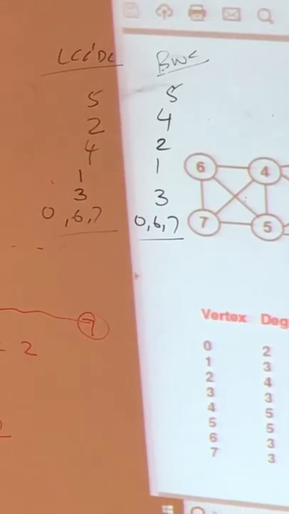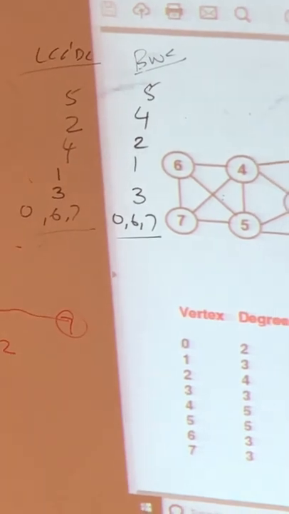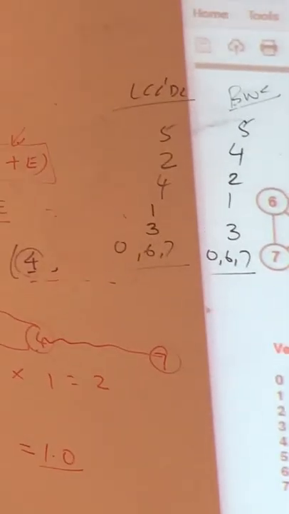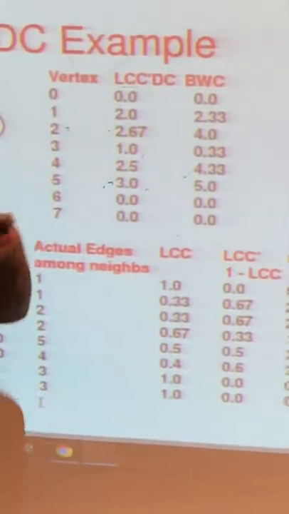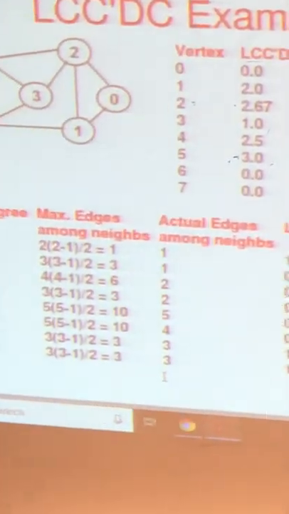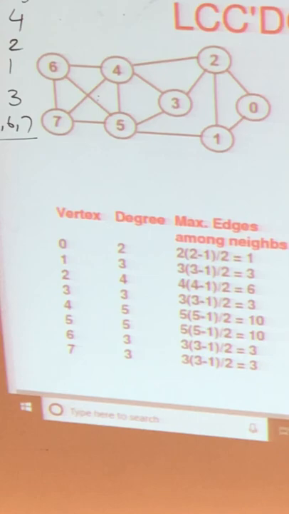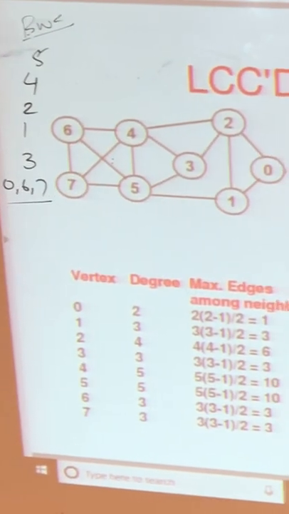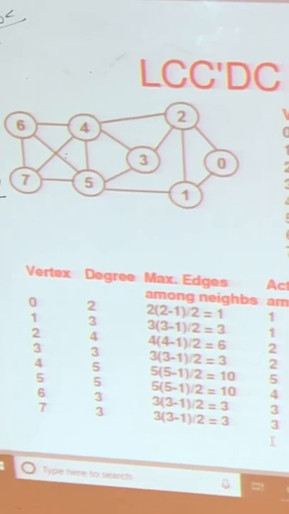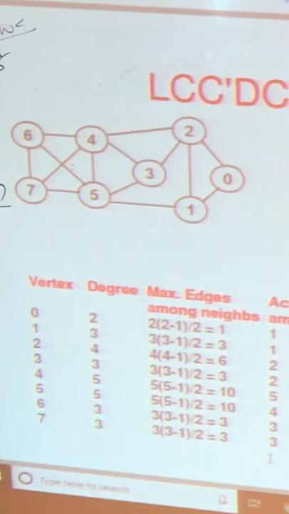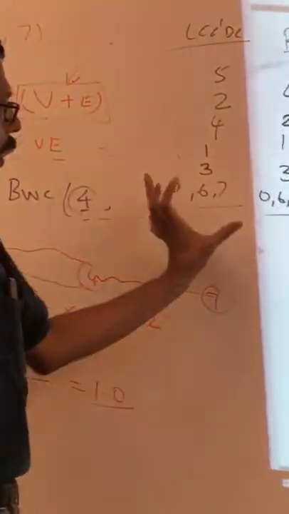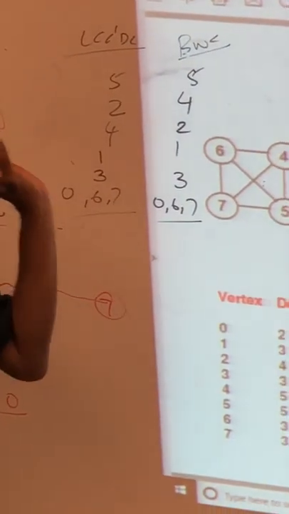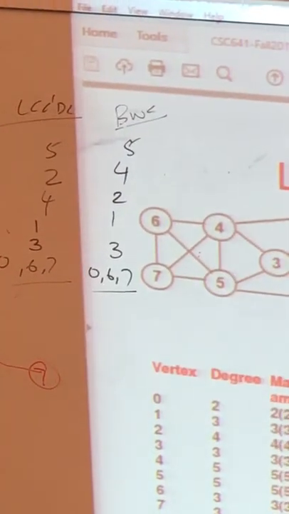So how do you find LCC'DC? I'm going to show you. I'm just motivating. We are going to see how to compute such a computationally light metric that has high correlation with the computationally heavy betweenness centrality. Later, after seeing how to compute LCC'DC, we'll compute this correlation based on this ranking. Alright, so let us go one by one.